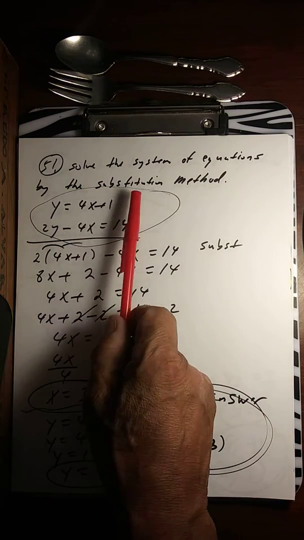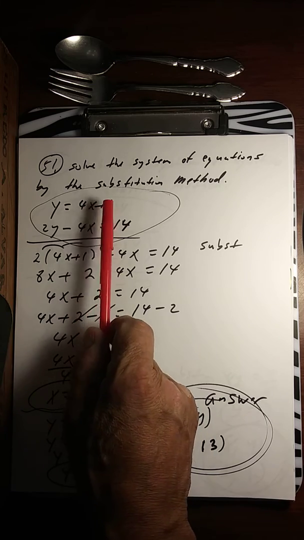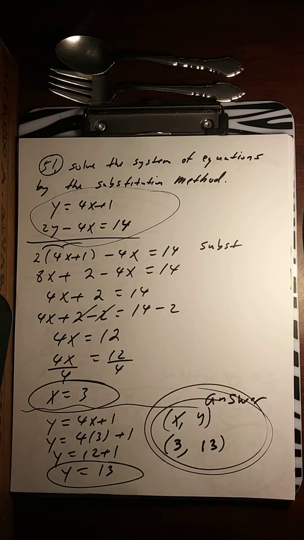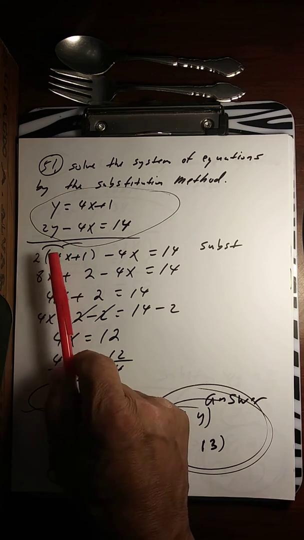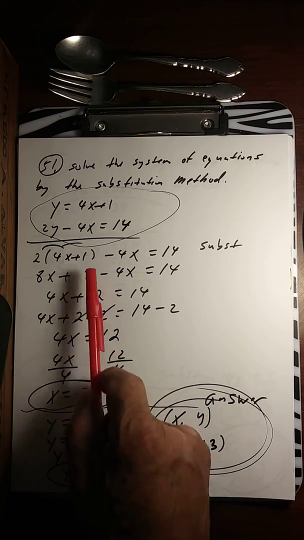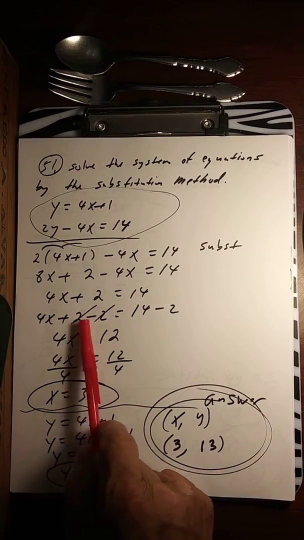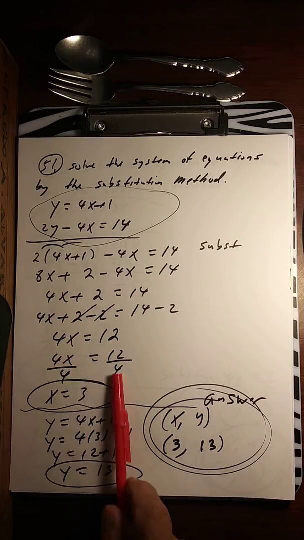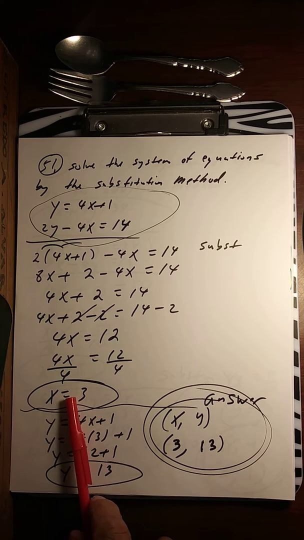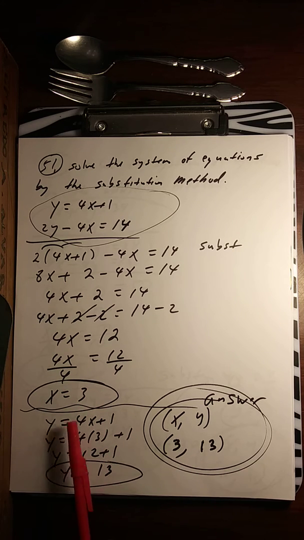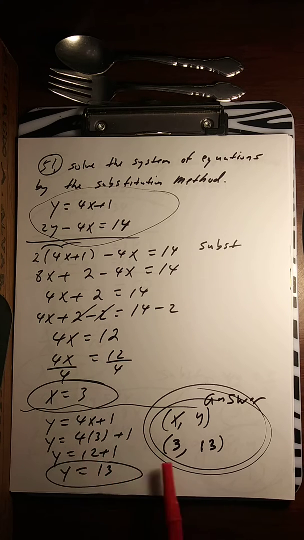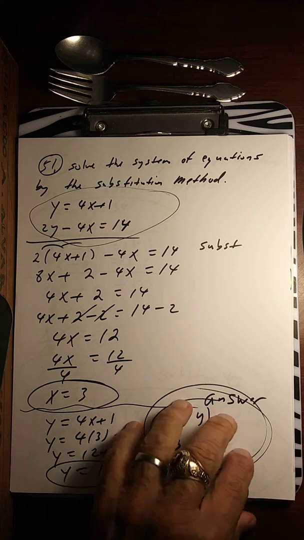Solve the system of equations by substitution. So we're going to substitute this right here into the other one. We have 2 times that is 8x, 2 times that is 2, minus 4x. So we have 4x plus 2 equals that, minus 2, minus 2. So 4x is that, divided by 4, x is 3. So now we have one answer. Now how do you find the second answer? Well, put it back in there. 4 times 3, 12, 12 plus 1 is that, so y is 13. So 3 and 13 are the ordered pair that works.